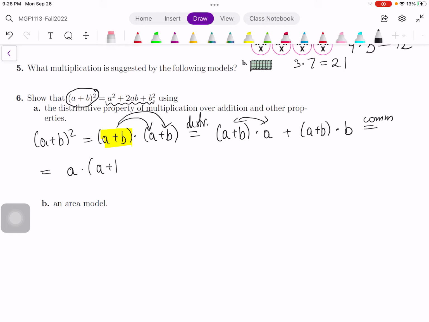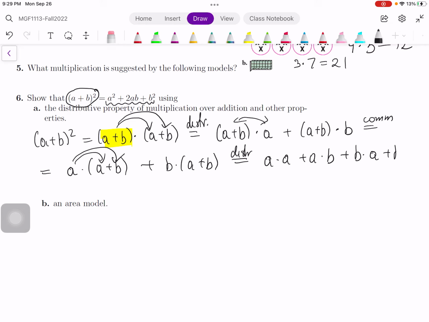So that A would be in front in the multiplication and here B would be in front. Now I'm going to apply distributive property of multiplication over addition. A times A plus A times B. Here times B times A and B times B. Now again, B times A and A times B are the same things, so I can use commutative property and also the fact that A times A is A squared.